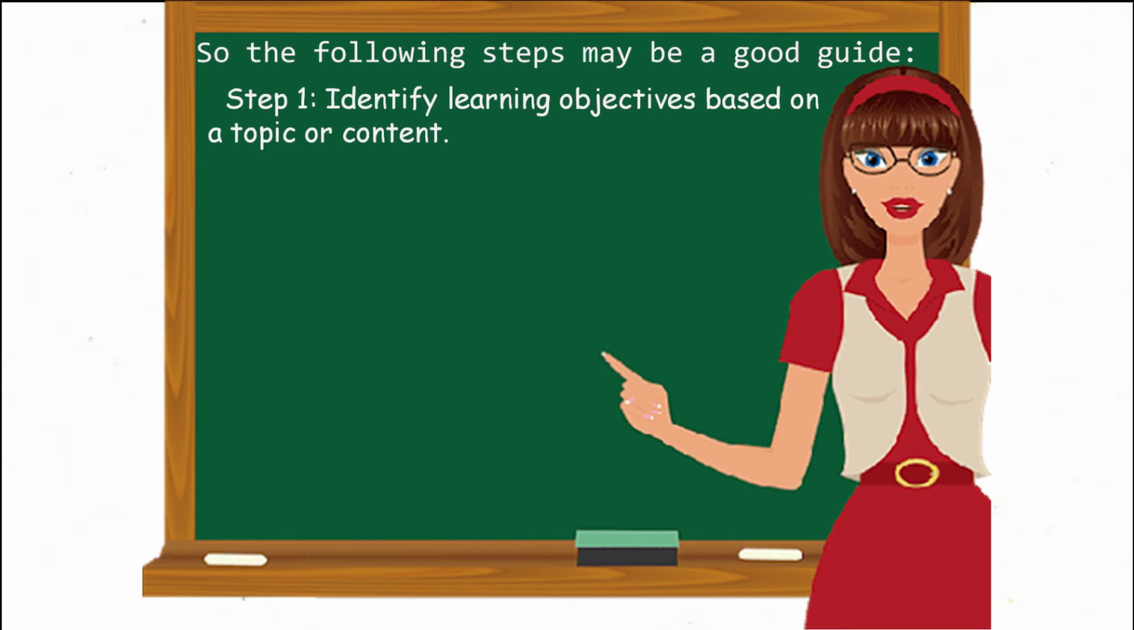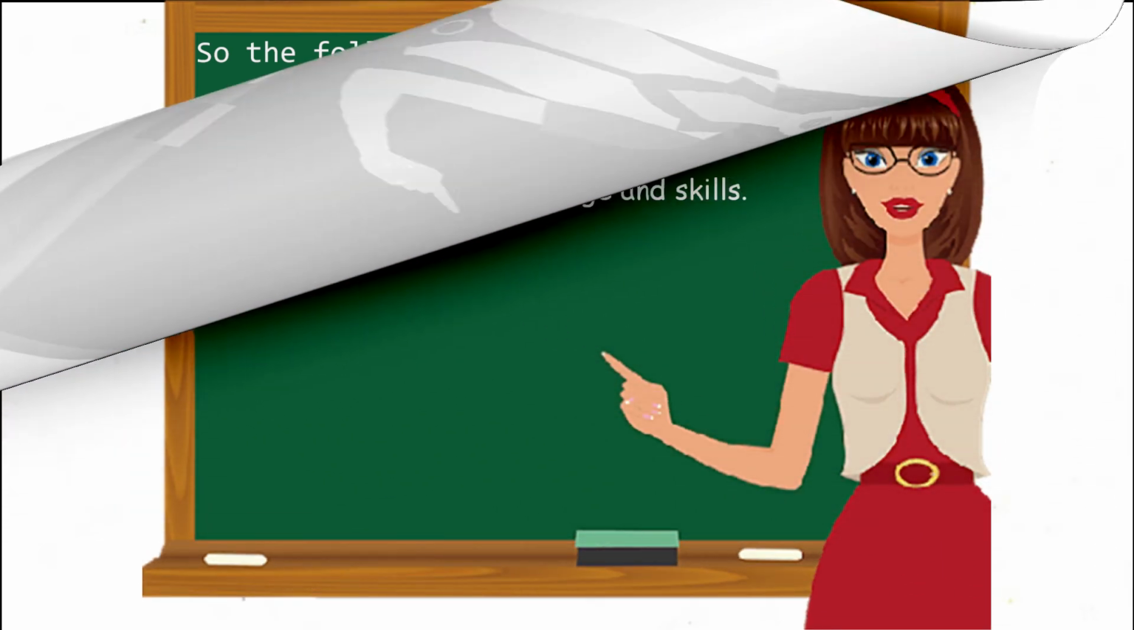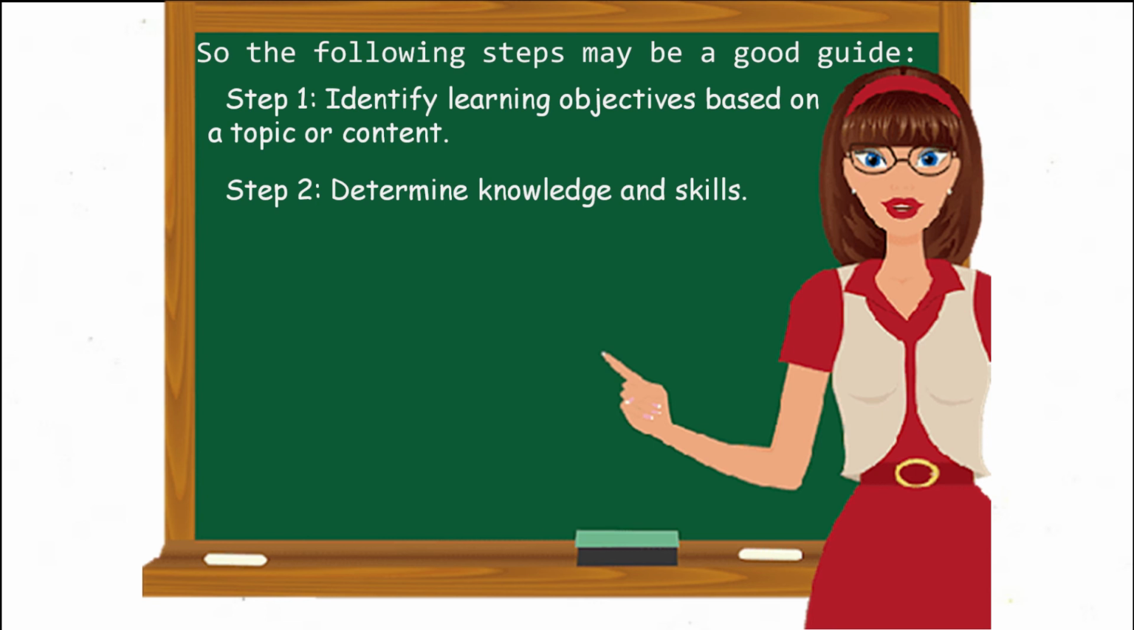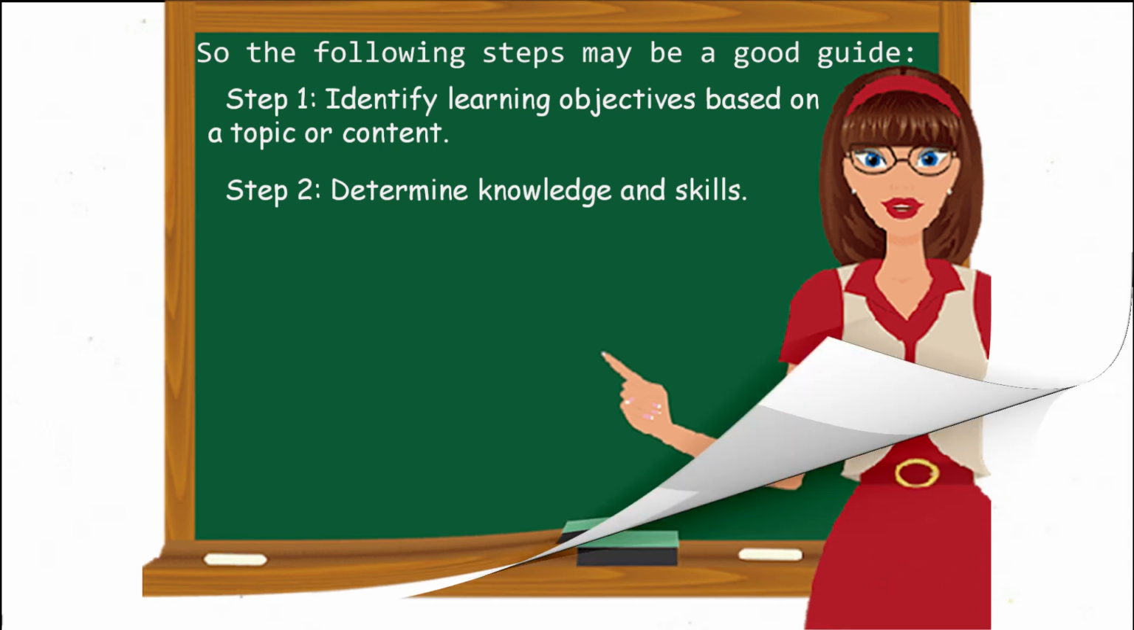Step 1. Identify learning objectives based on a topic or content. Determine if the objectives are observable or can be manifested by the learner. Consider the topic or subject matter that needs to be covered in the lesson. Step 2. Determine knowledge and skills. Analyze students' knowledge and skills. Determine how students will be able to learn the knowledge and skills. Look for resources that can be useful in achieving the objectives.